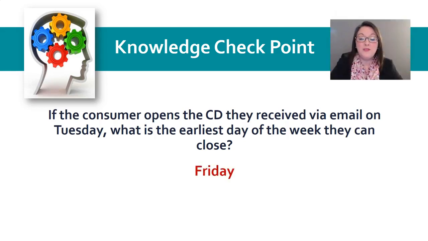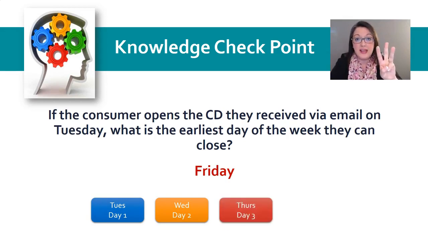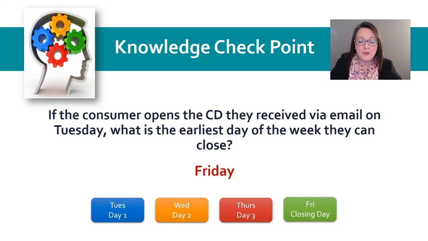All right, well, if you said Friday, you would be correct, because remember, in this example, if we email out the closing disclosure on Tuesday and that same day the borrower e-signs it and acknowledges it, then that's considered day 1. So Tuesday would be day 1, Wednesday would be day 2, Thursday would be day 3, so there's your 3 days, and then Friday would be the earliest closing date in this example.